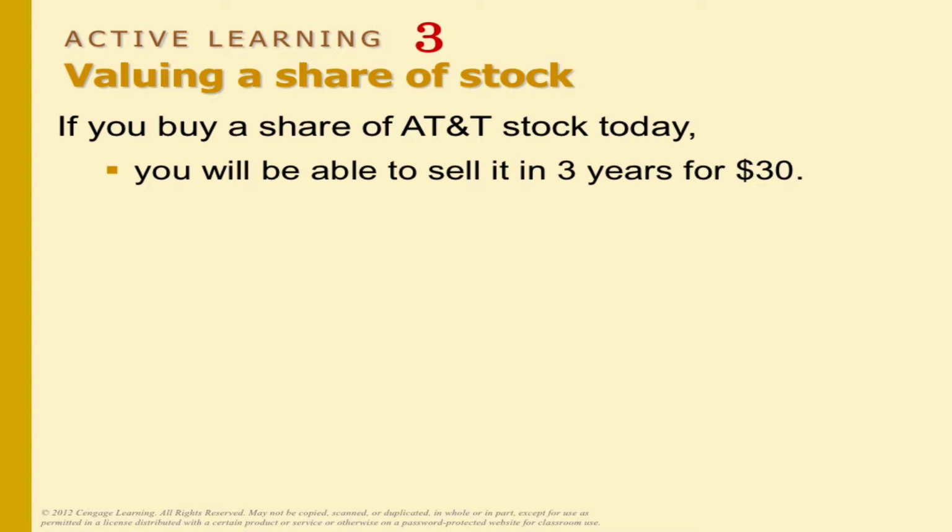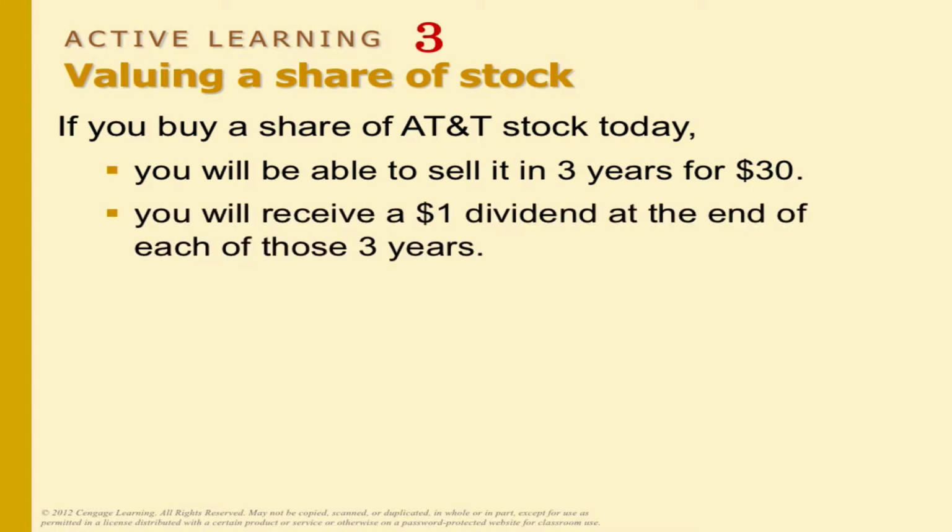So this is where present value and future value come in. You buy a share of AT&T today, you're going to sell it in 3 years for $30. Every year along the way, you're going to get a dividend. That's your share of AT&T's profit of $1. So at the end of the 3 years, how much money are you going to have? $33. Oh, what a Rich.